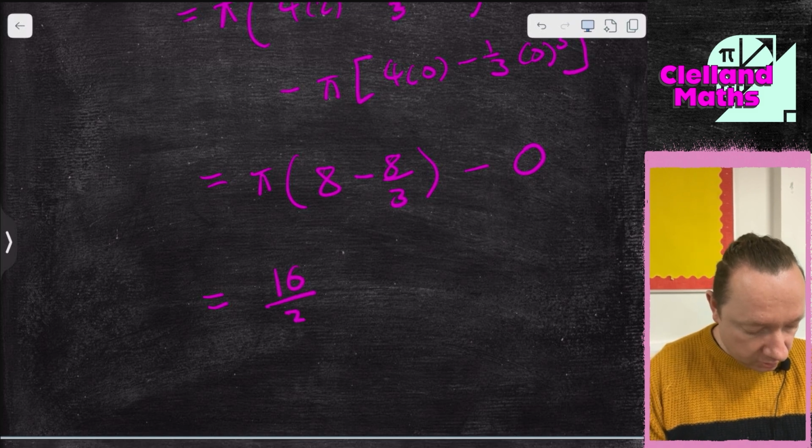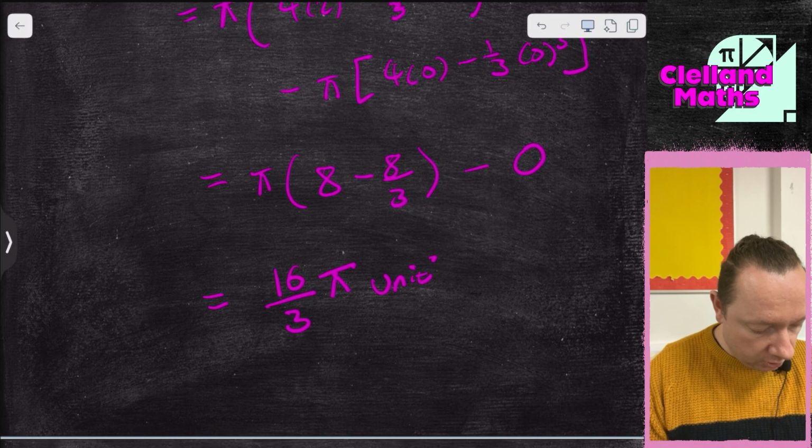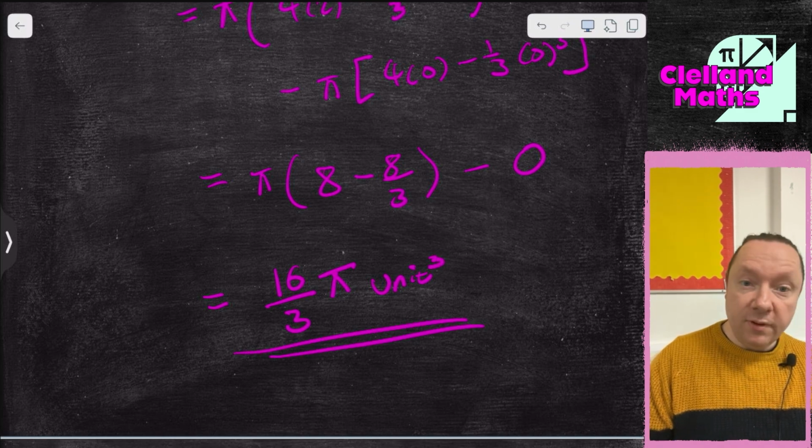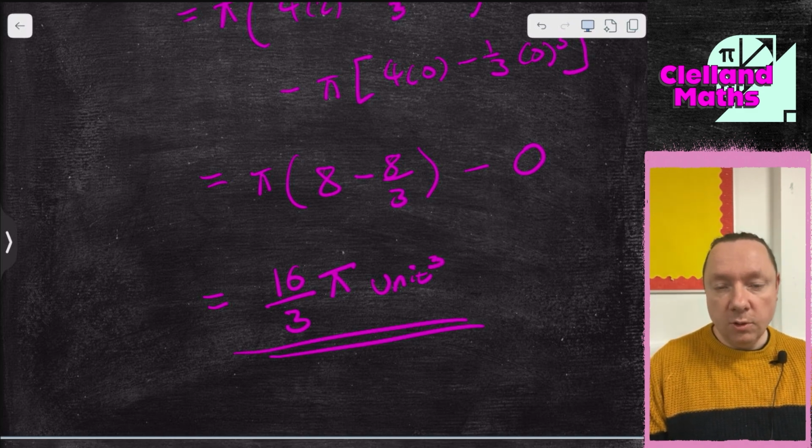So you get 16 thirds of pi units cubed, because it's a volume. You could probably leave your answer like that, or actually I've been working it out using the pi, but I prefer exact values, so I'm going to leave it there.